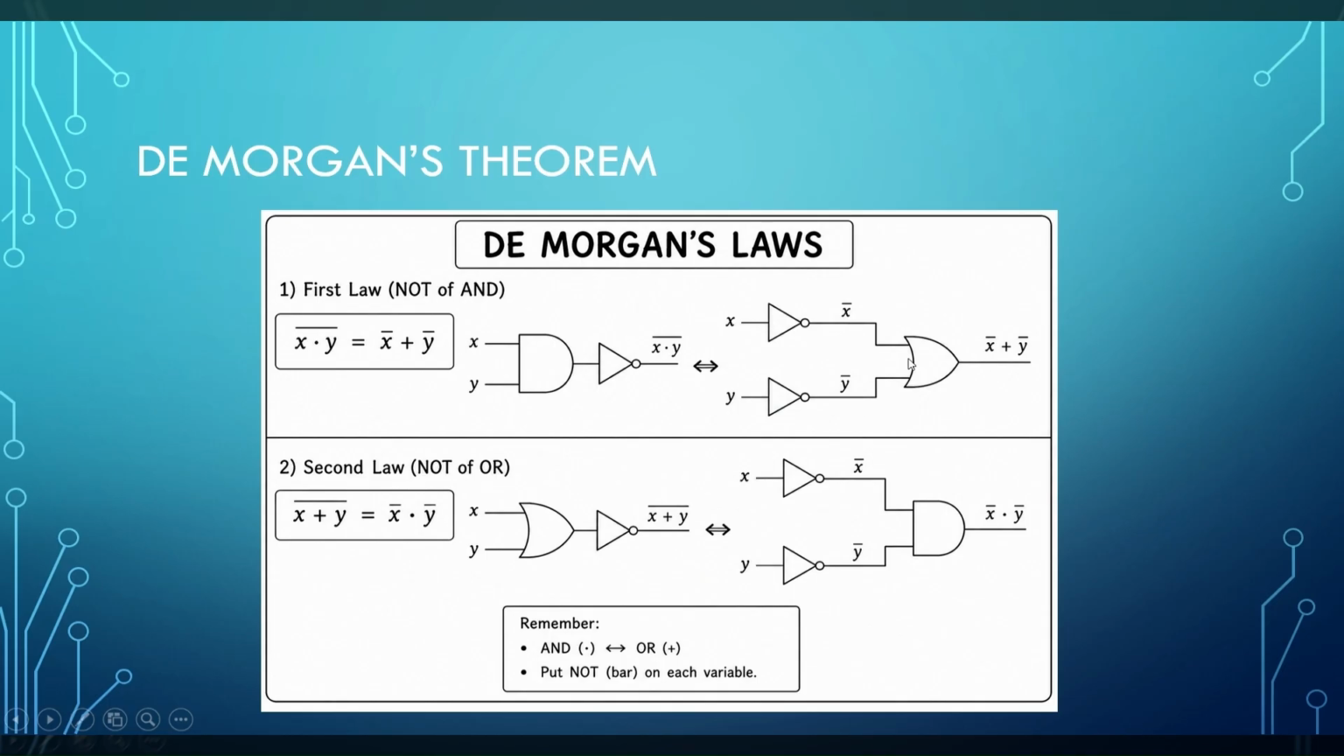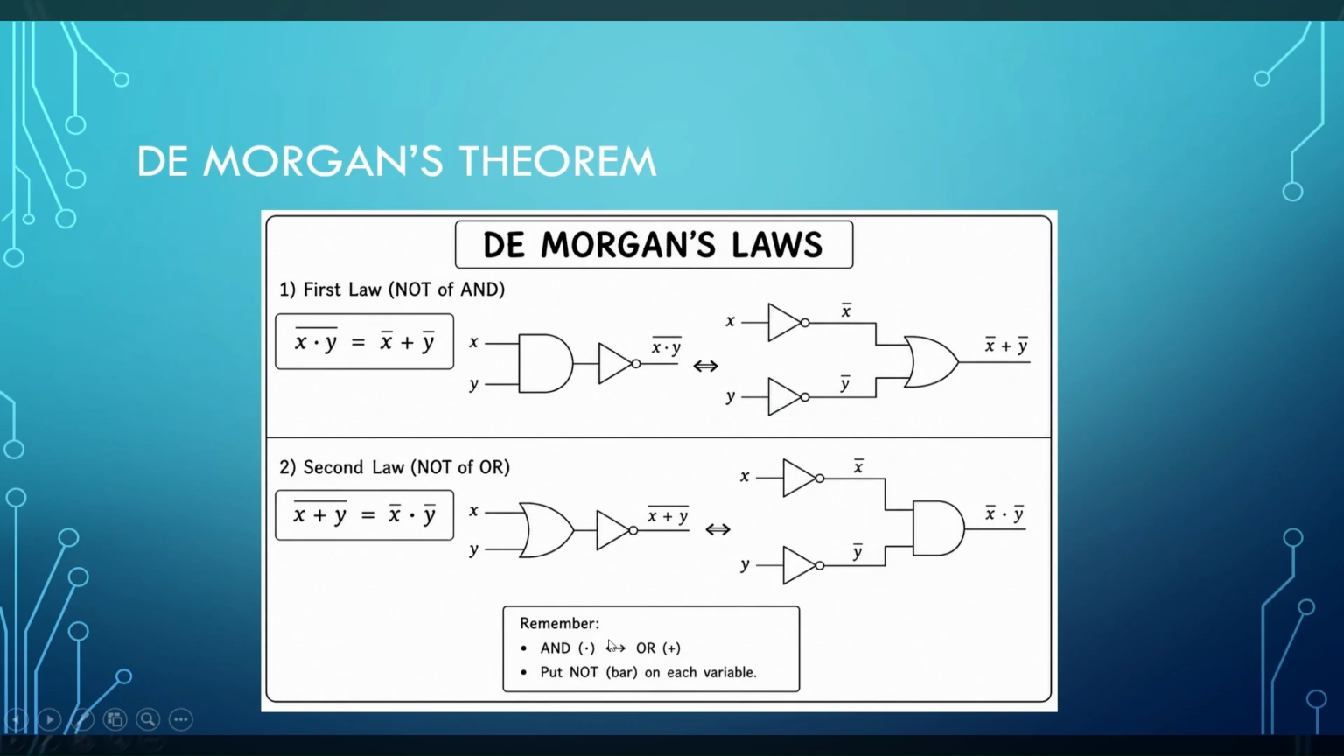Now the second law is not of or. Here we are doing the OR operation, that is x plus y, then doing the not of this, and it gives the output as x complement into y complement. Here also first we are doing OR. This gives output x plus y, and this is the NOT gate. So this is giving (x plus y) complement. Or we can represent it as doing the individual complement of each element, and then we are doing the AND operation on that. So we are getting x complement into y complement.